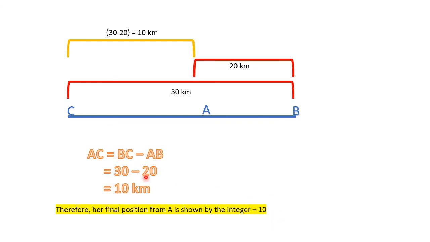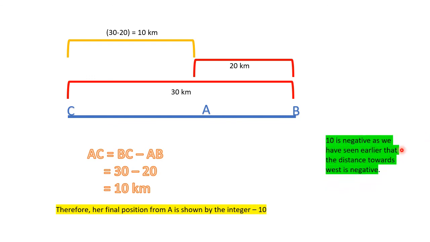Why? Because 10 kilometers we have already got. She is at 10 kilometers right now. She is at C, which is at 10 kilometers, and it is towards the west, and west is negative, right? So minus 10. So what is the reason? 10 is negative, as we have seen earlier that the distance towards west is negative. We have seen that this is negative, right?